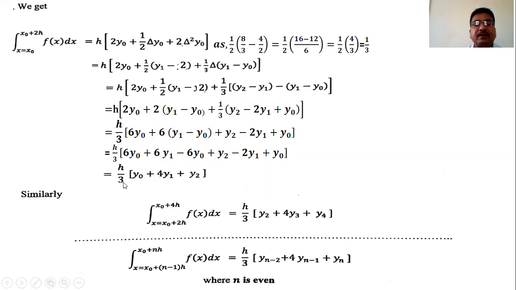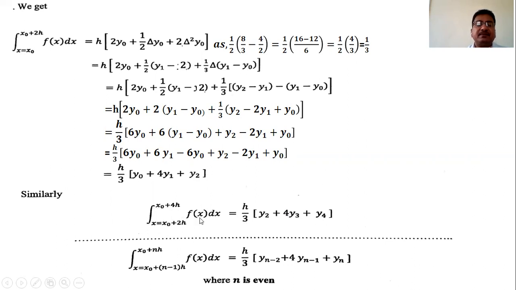This earlier answer is obtained by integrating over the first two intervals, x naught to x naught plus 2h, where the corresponding values of y are y naught, y1, y2. And the values corresponding to x naught plus 2h is y2, then x naught plus 3h is y3, and x naught plus 4h is y4. So this is the integration over the next two intervals. In this way, obtain the integration over the next two intervals.